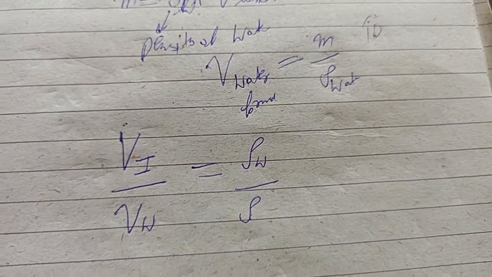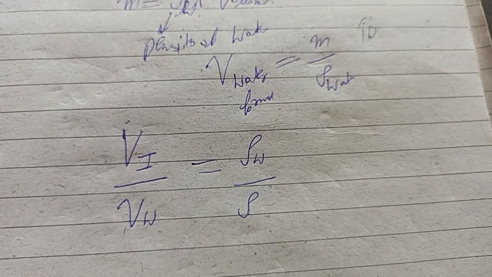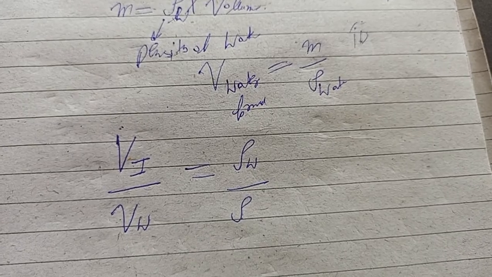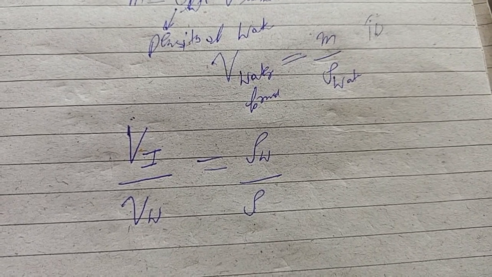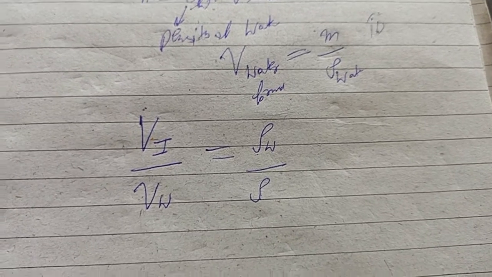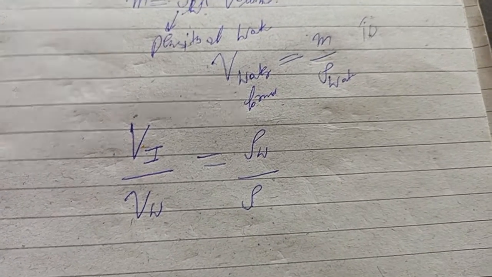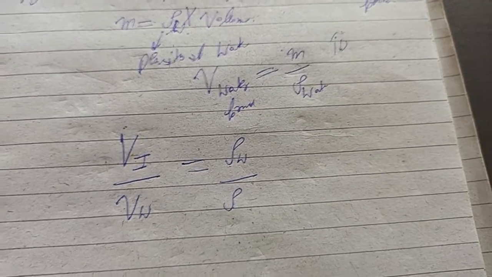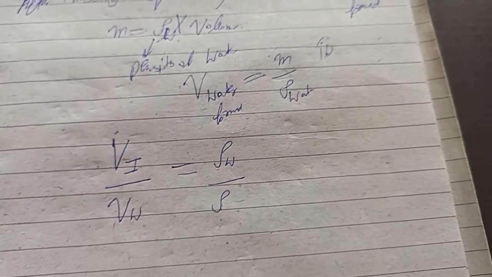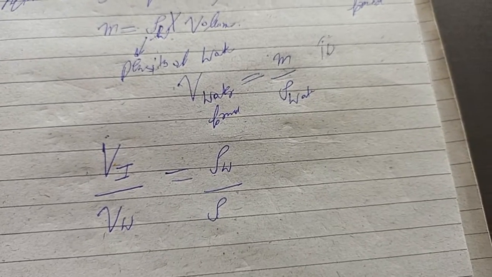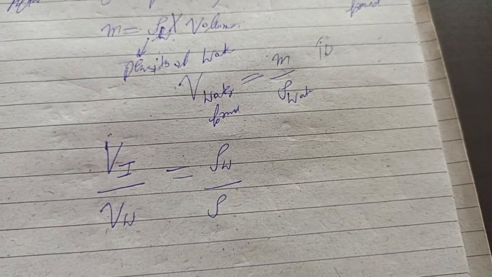If rho W is less than rho, then the volume of ice which has disappeared is less than the volume of water formed. So the volume of water formed will be more, and the liquid level will rise. All these things can be deduced from this single equation. You must always remember it. You will never make any mistake doing the questions using this relation.